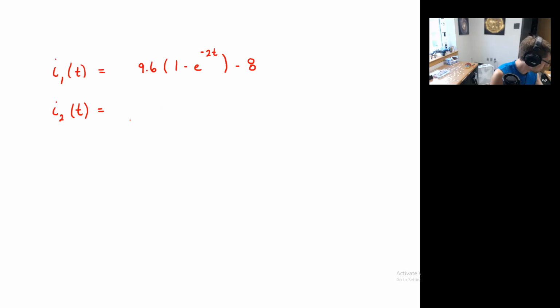let me check my notes here. Of course, this would be a minus 4, right? And I still have this 1 minus e to the negative 2t. So there we go. And theoretically, this should be 4 times smaller, right? Instead of doing 9.6 divided by 5, I'm doing it by 20. So a factor of 4. That would mean that this should be 2.4.